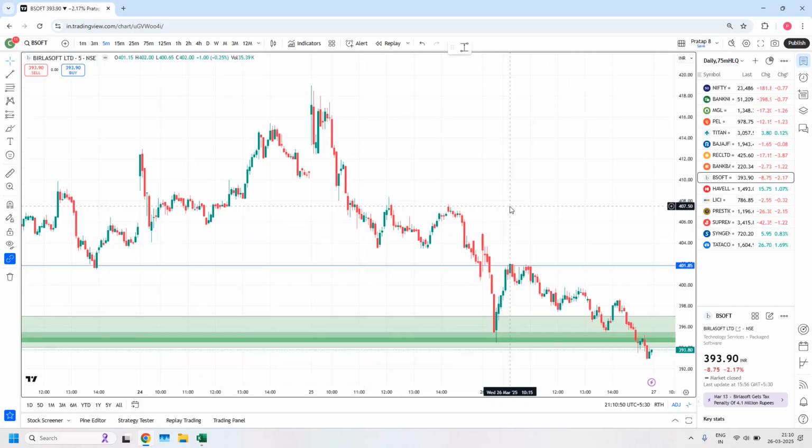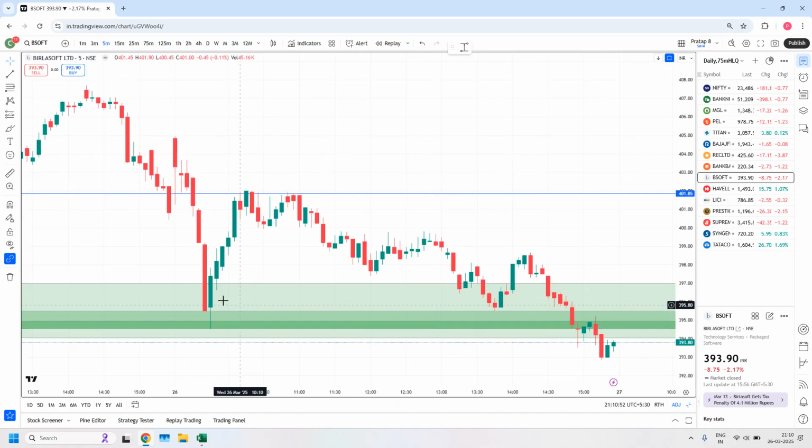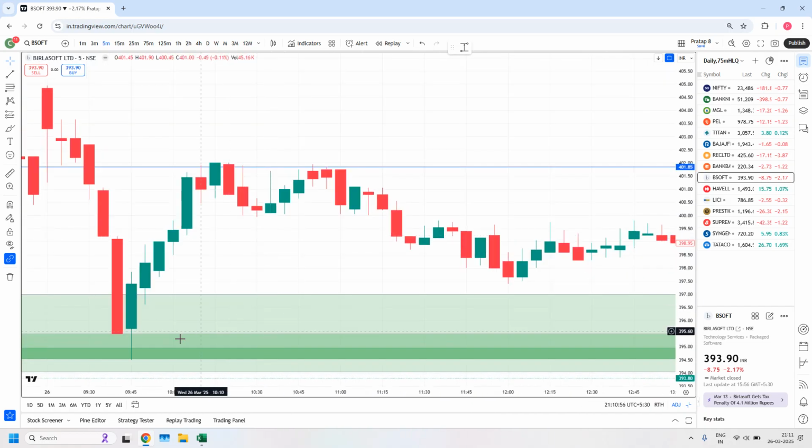See, today what happened? Prices entered into this area. We got the trade. Of course, prices went deep into the distal line, just touched or maybe 5 paisa, 10 paisa below the distal line. It reached and then sharply it moved up.